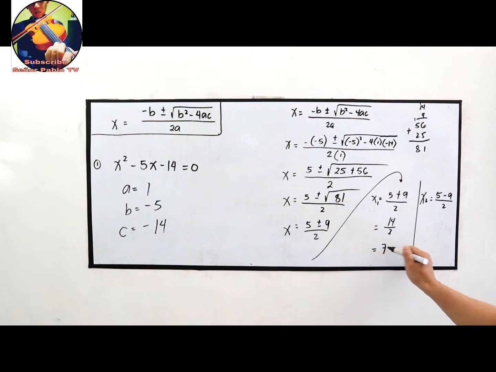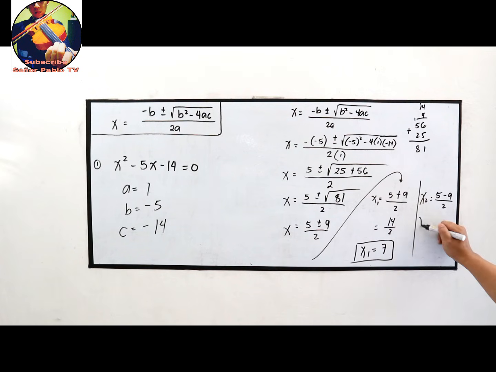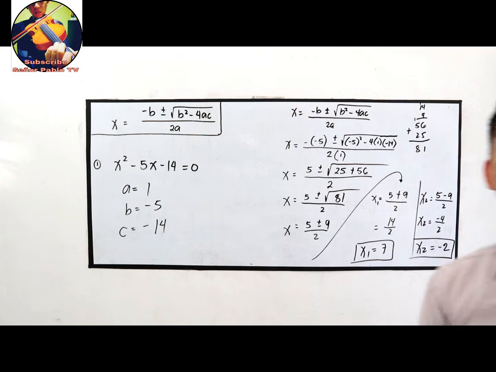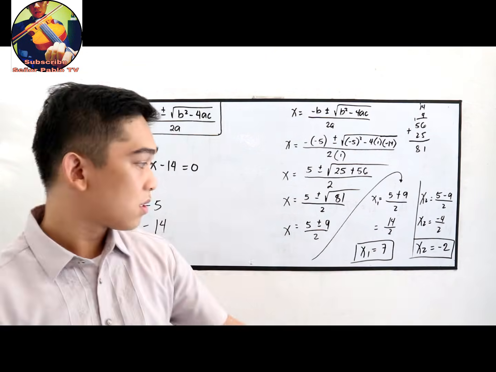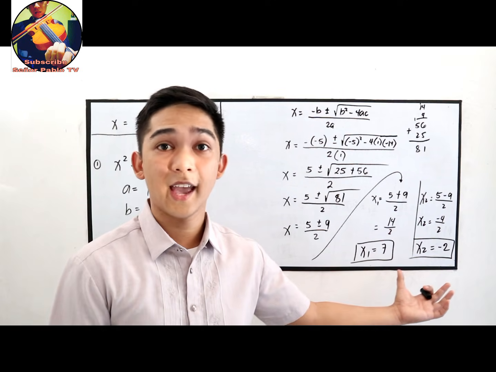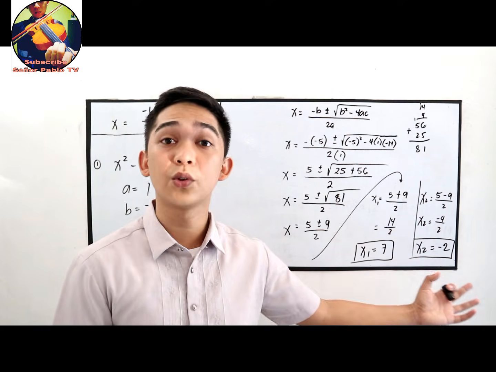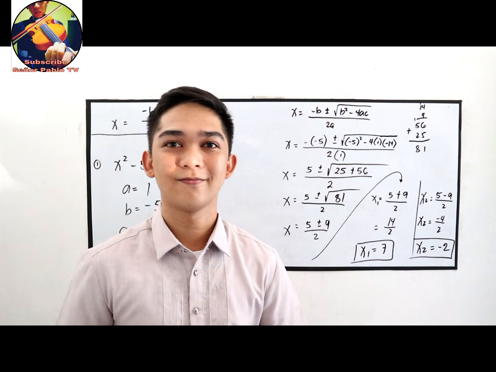Simplify, that is 7. And next, x sub 2 is equal to 5 minus 9, negative 4 over 2. So x sub 2 is equal to negative 2. And those are the values of our x. X sub 1 is 7, x sub 2, negative 2.